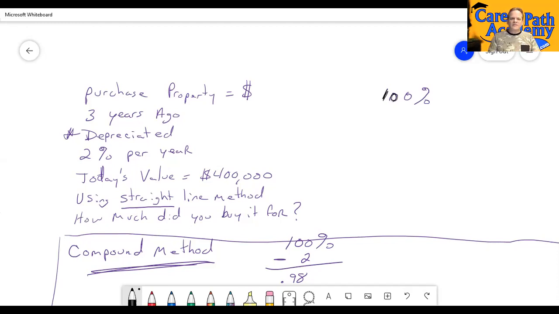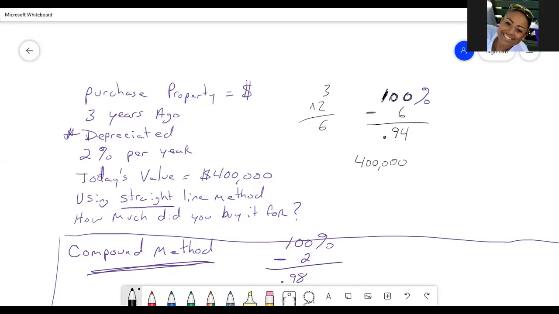So you would do this. If you're using the straight line method, it's really easy. It's how many years times the rate of depreciation. 3 times 2 is 6. And it's a loss of value. So when determining a value, we're determining 100%, right? So we're subtracting 6 from 100%, which gives us 0.94. And then there's only one step. It's $400,000 times. Hold on a second.